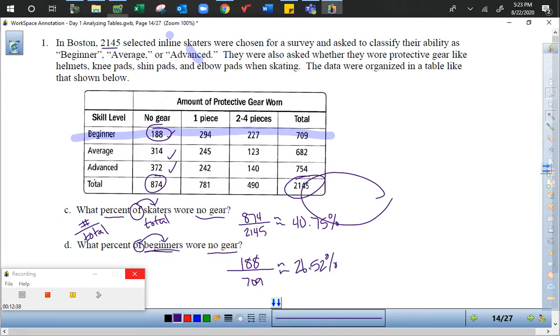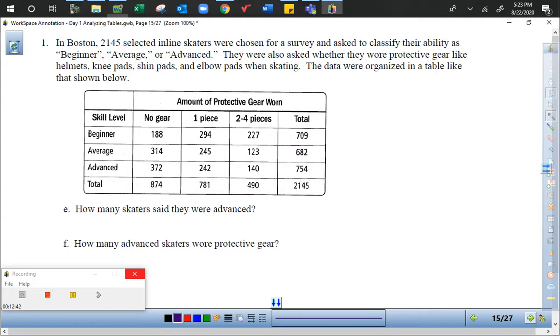Alright, next up it just says a how many. So this is going to be a flat number rather than a percent, but it says how many skaters said they were advanced. Okay, see if you can figure out where that goes in the table. Okay, how many skaters said they were advanced? So first thing we know is advanced, and it just says how many. Well, this 372 is advanced, but so is this 242, so is this 140. We want the total value. So it's 754. Let's make sure we get a label on there, skaters.